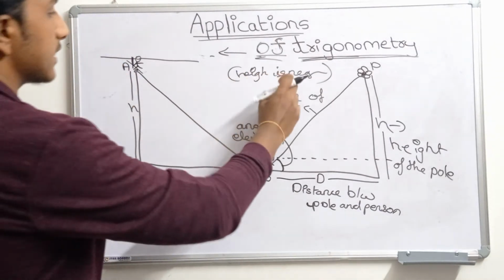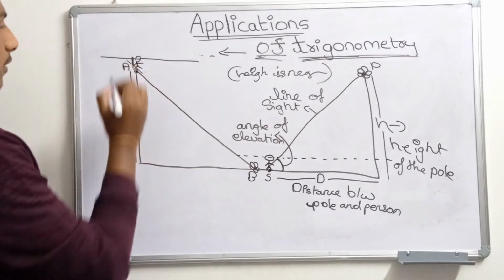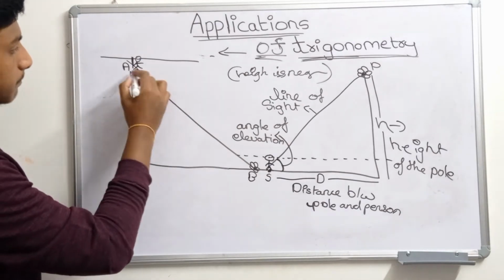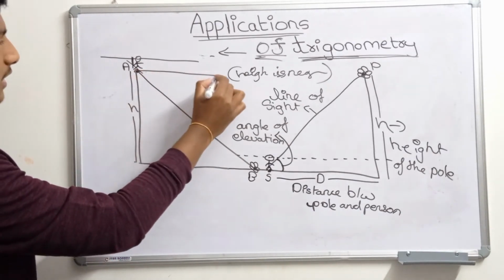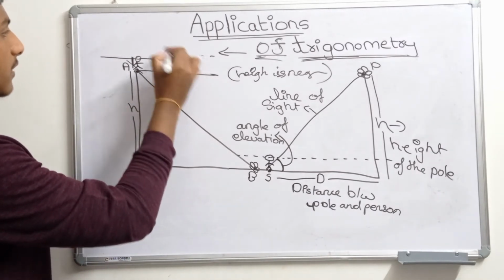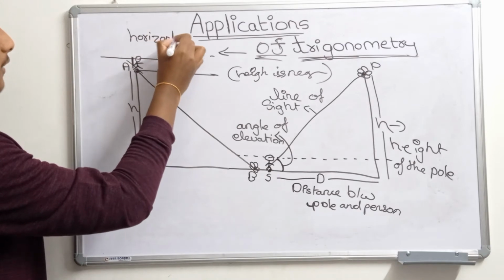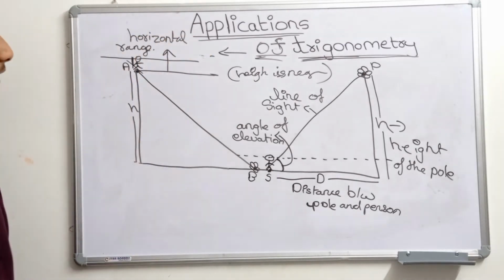Now here the height is negligible. I am just neglecting this height, so I am taking it from here. This is the horizontal range, guys, when the height is neglected, and this is the line of sight.